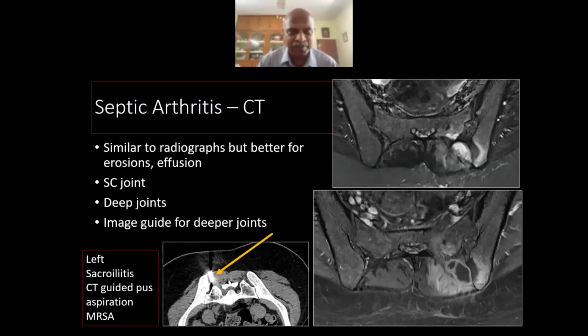But when the joint is deep-seated, the role of CT really comes into play to access the joints. What you see on CT in septic arthritis, the imaging features are actually fairly similar to radiographs, but just slightly better, particularly when you're looking at erosions. And also you're actually able to see the effusion directly. Certain joints, there is a definite advantage of higher modalities like CT and MR, for instance, the sternoclavicular joint, which is very suboptimally assessed on radiographs. For the deep joints, of course, CT and MR works really well.